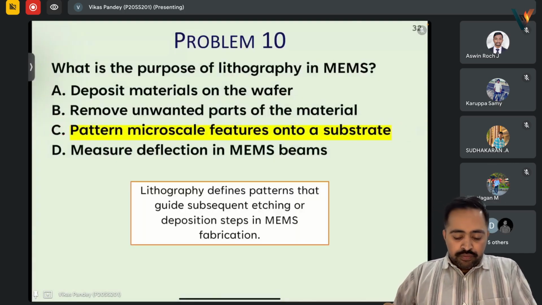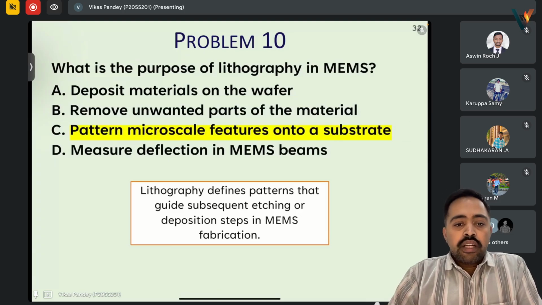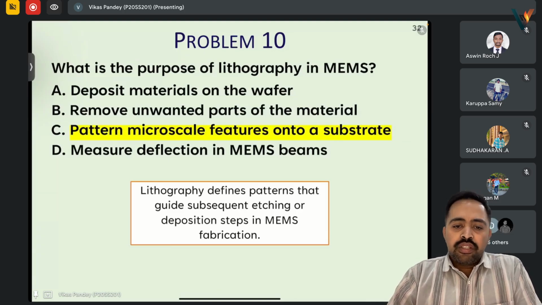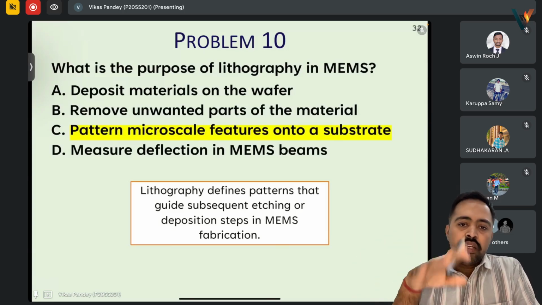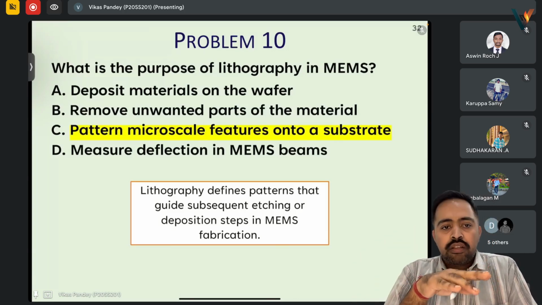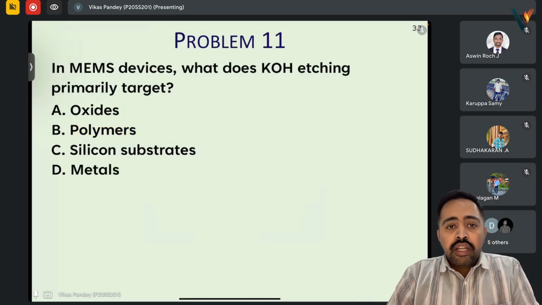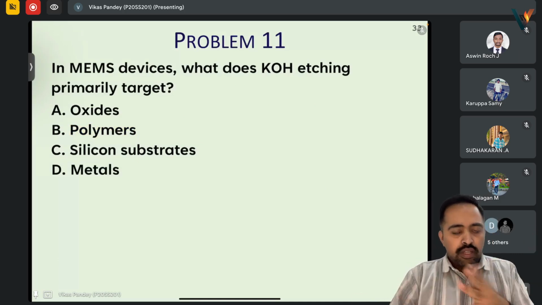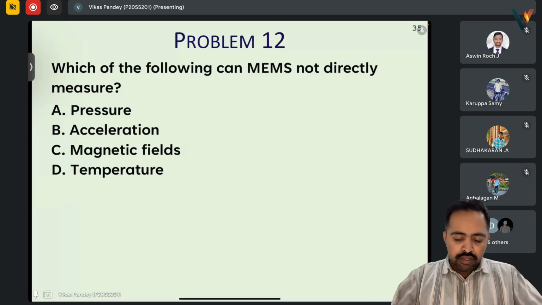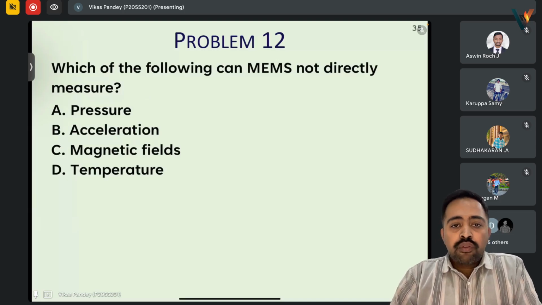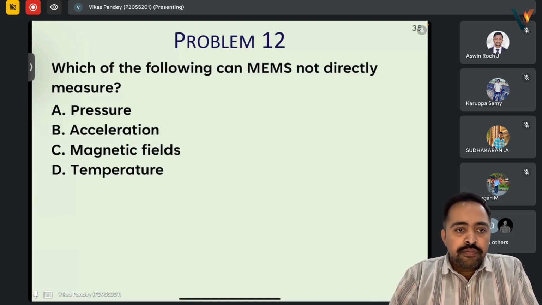So, lithography defines patterns that guide subsequent etching or deposition steps in MEMS fabrication. That is, patterning the features onto the substrate. In MEMS device, okay, this we have not covered, so we'll skip this. Which of the following can MEMS not directly measure? Pressure, acceleration, magnetic field, or temperature?